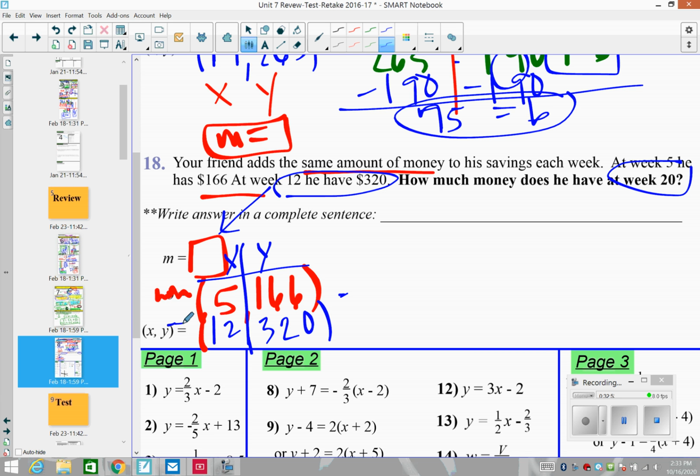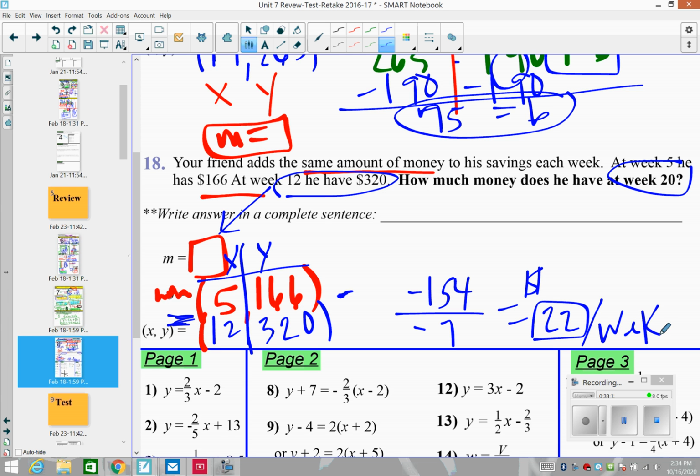The slope then, the change in the y's is negative 154. And then the same thing, the change in the x's is negative 7. Negative divided by negative is positive, and the slope is 22. That means $22 each week. So when they said your friend adds the same amount of money to his savings each week, we just found how much. That doesn't answer the question that's in this problem.